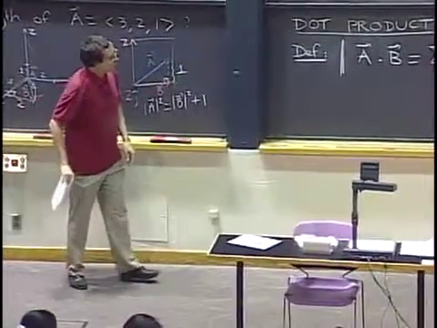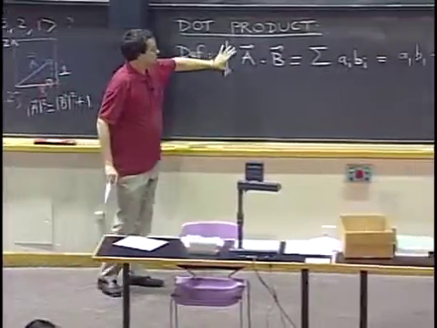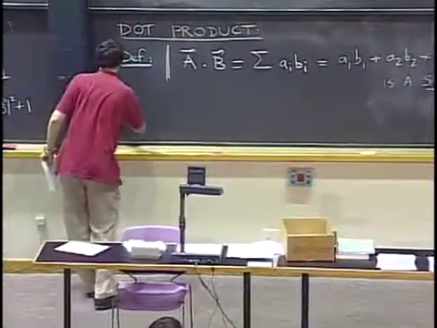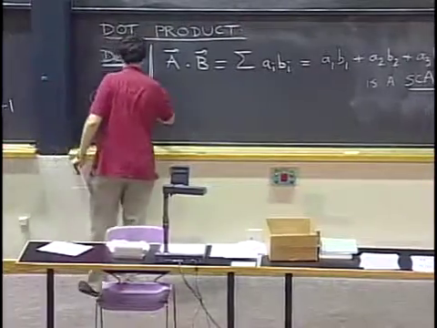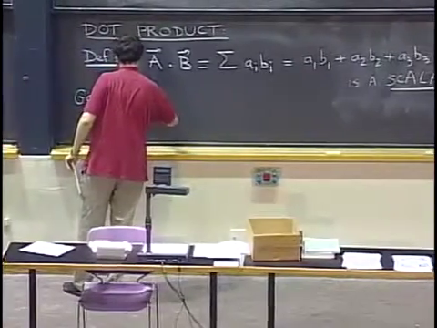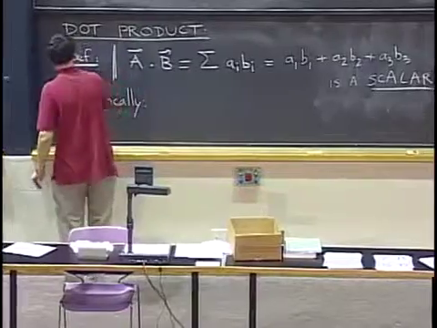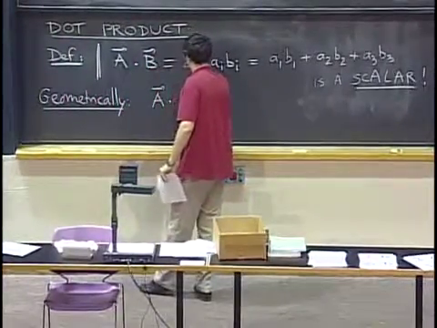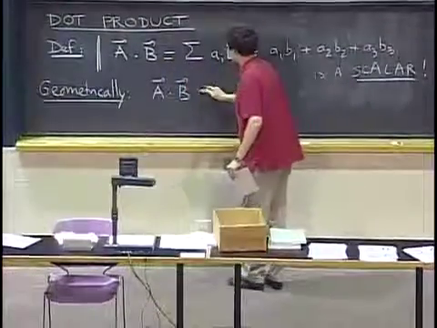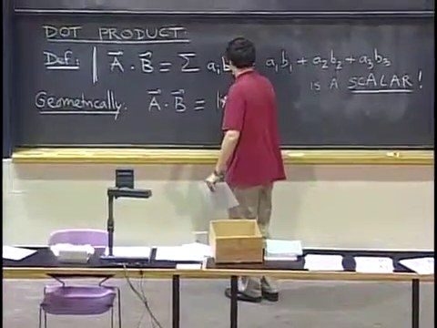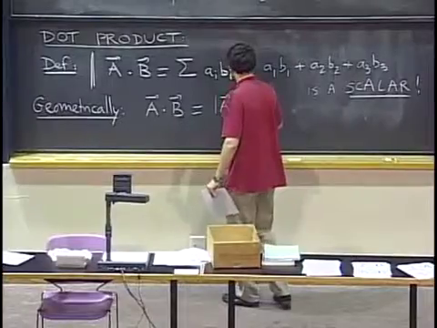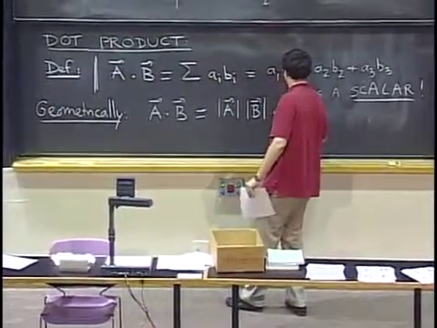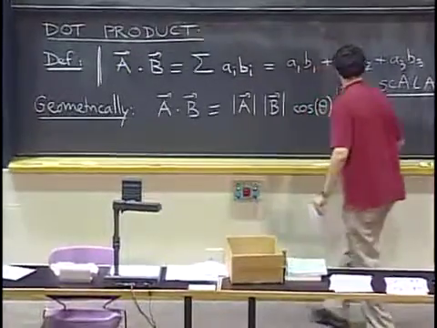So probably to see what it's good for, I should first tell you what it does geometrically. Okay, so what does it do geometrically? Well, what you do when you multiply two vectors in this way, I claim the answer is equal to the length of A times the length of B times the cosine of the angle between them.